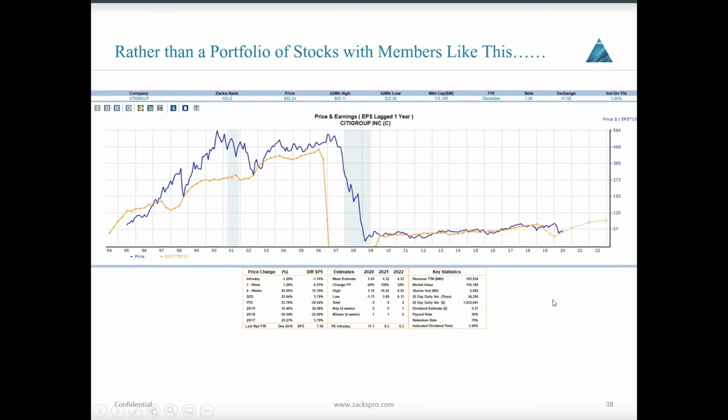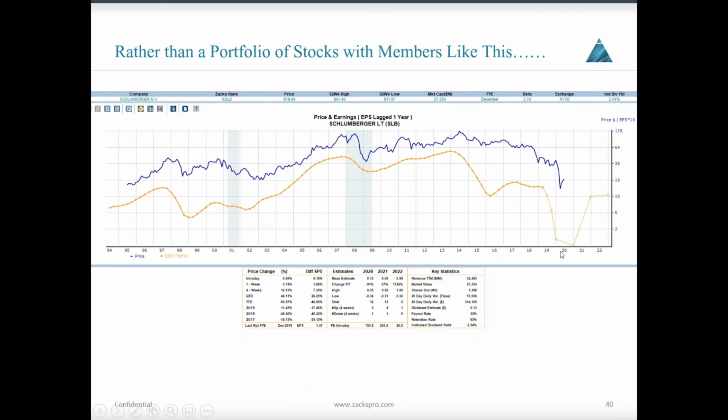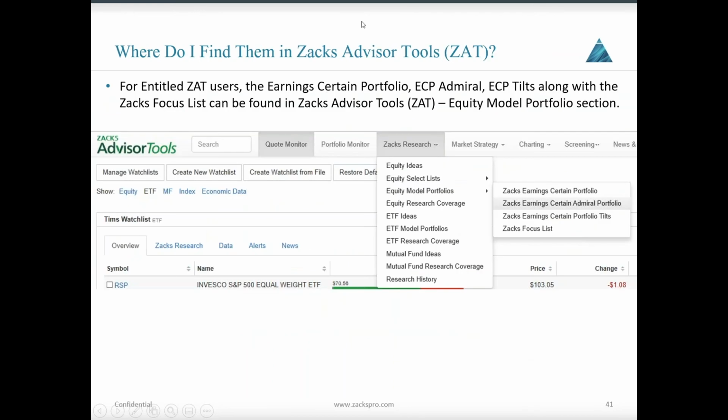Citigroup really never recovered. It's a financial name. Delta Airlines, I mean, look at the volatility in these earnings. Schlumberger, there's a time and a place for Schlumberger, but you don't just sit on it.